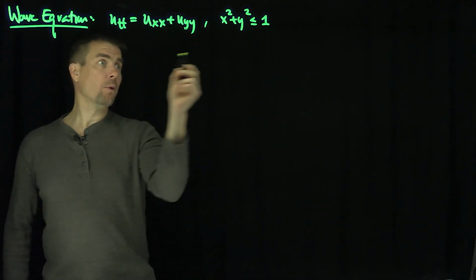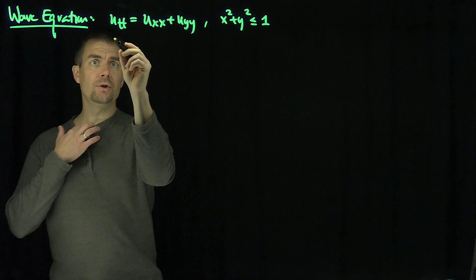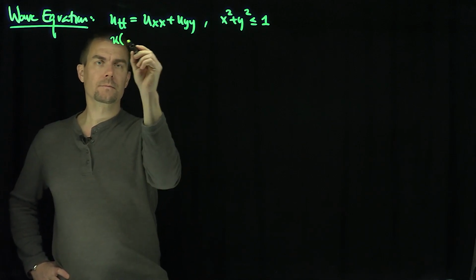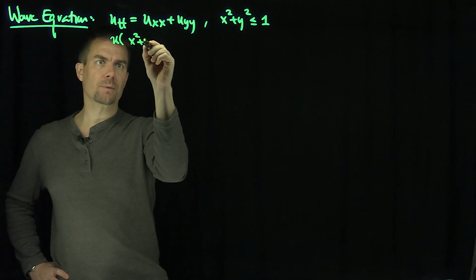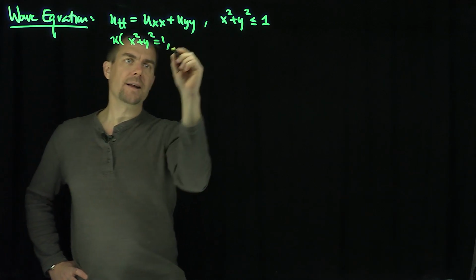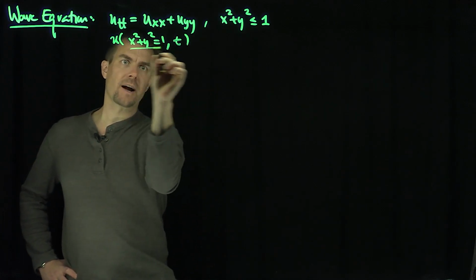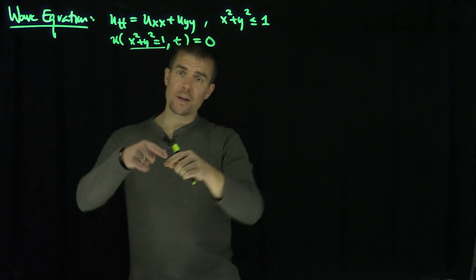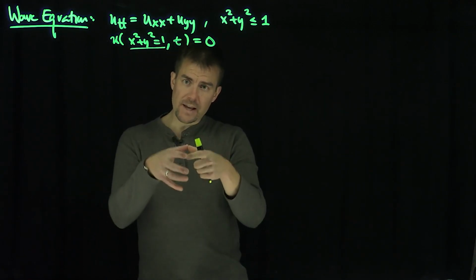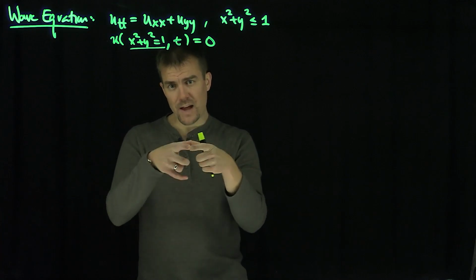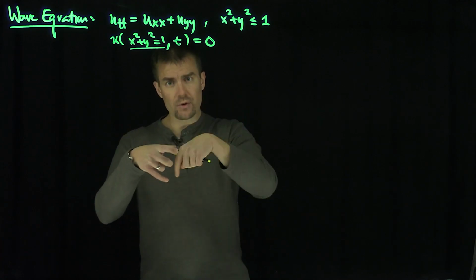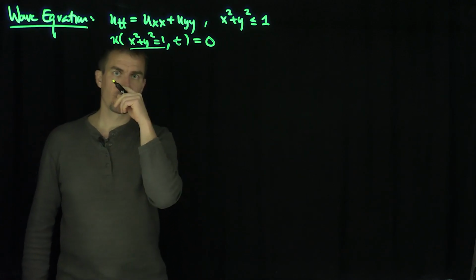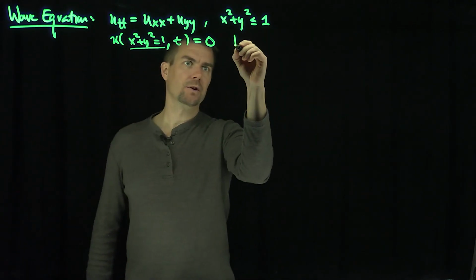I'm going to assume that when we're on the circle itself, so when I restrict u to the set x squared plus y squared equals 1 at any time t, it's going to be equal to 0. I imagine a membrane attached to a drum, for example. So it's not moving at the boundary, and I'm going to put it into wave motion by some initial force. That's my boundary condition.